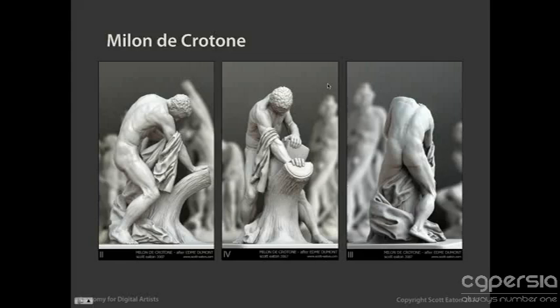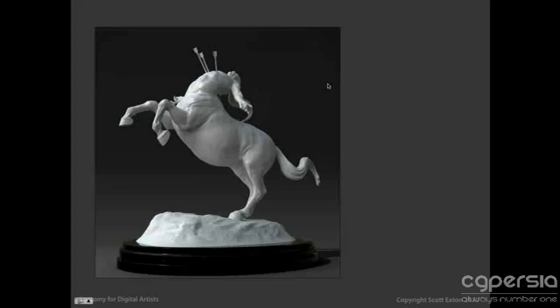So this was a work you might have seen a little bit of the making of on Pixologic's website. If not, you can visit there. I think it's still on one of the links under the learning section.